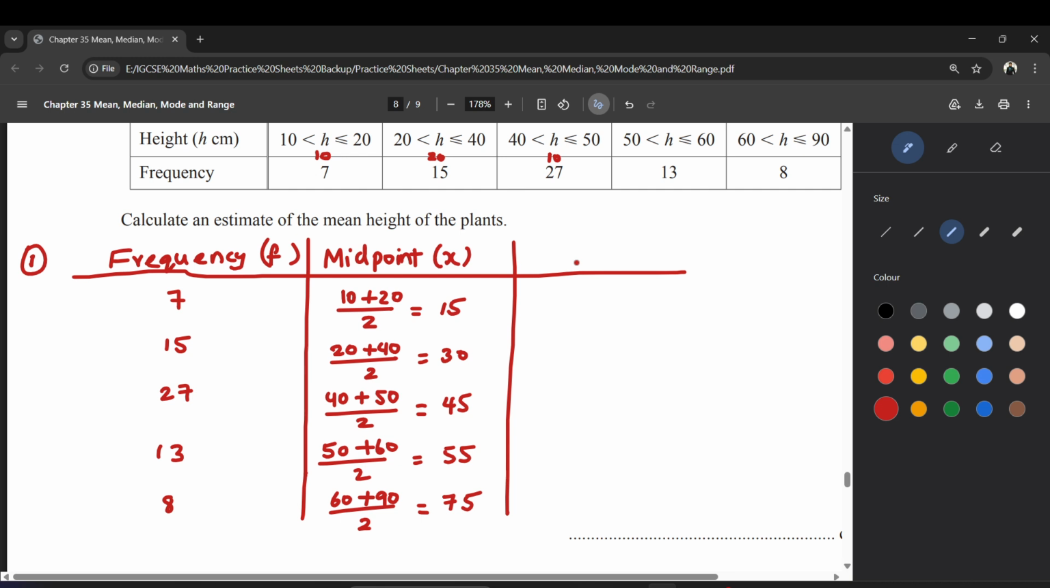Now I'm going to draw a column for fx. Here we multiply the frequency with the midpoint. So 7 times 15. Then here we have 15 times 30. Then here we have 27 times 45. Then 13 times 55 and 8 times 75. So now I'm going to work all of them out.